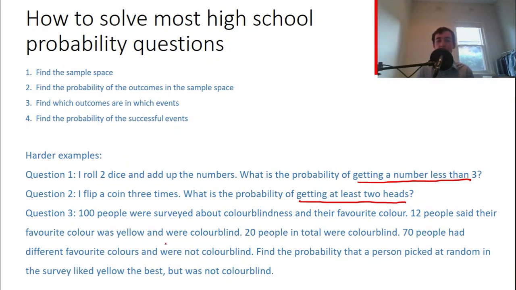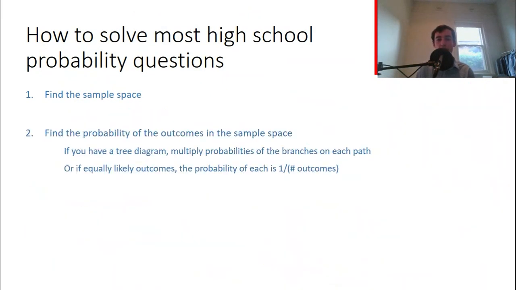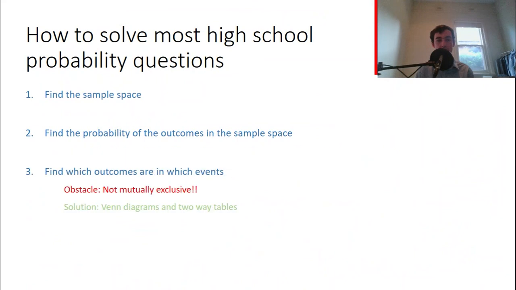So if we're solving this question, a Venn diagram is very helpful because it helps us find out what the sample space is. It's like a little map of the sample space. Finding the probability of the outcomes in the sample space is pretty easy. Each outcome is 1 over 100. But number 3, find out which outcomes are in which events, it helps us with that. So let's draw a Venn diagram here.